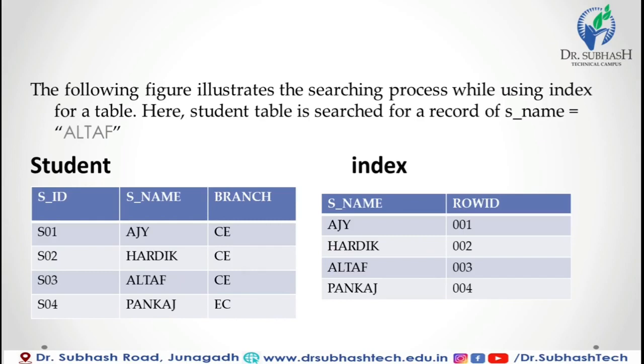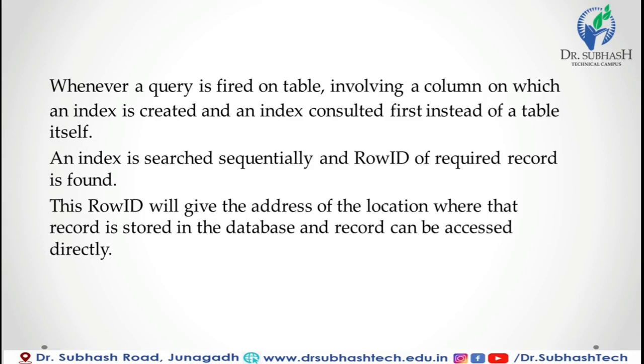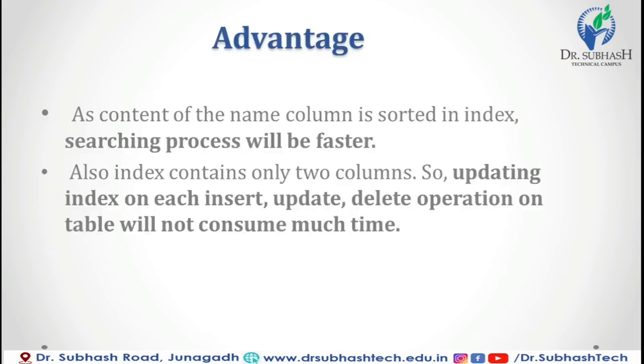So whenever a query is fired on a table involving a column on which an index is created, the index is consulted first instead of the table itself. The index is searched sequentially and the row ID of the required record is found. If the row ID is successfully found, it gives the address or location where the record is stored in the database. So it is accessed directly. There is no need to search one by one.